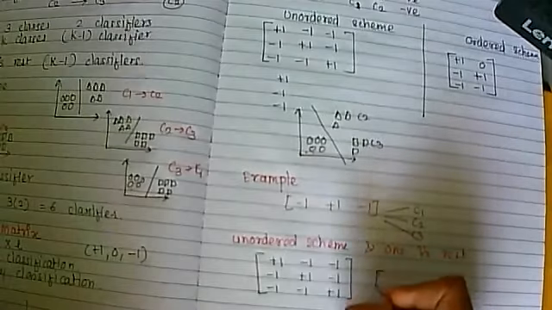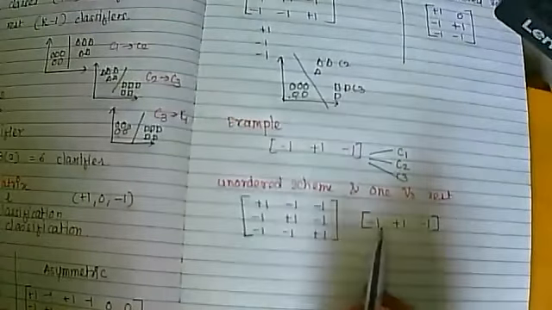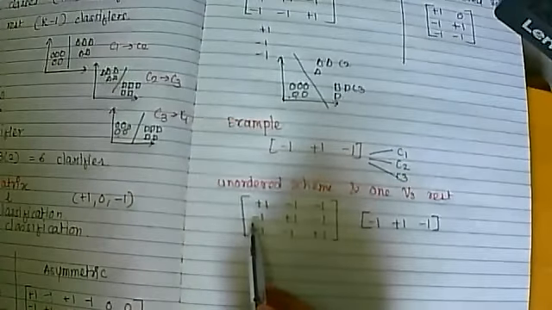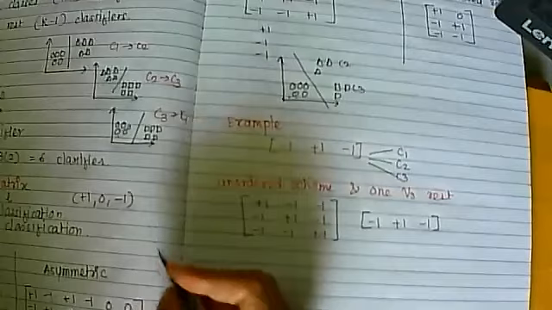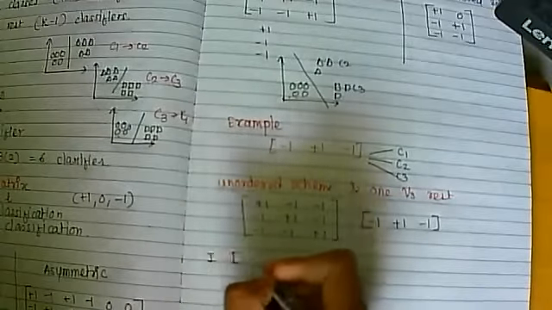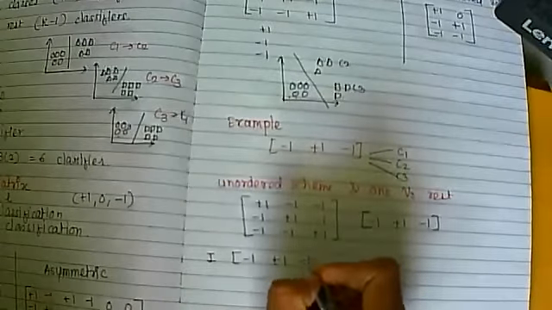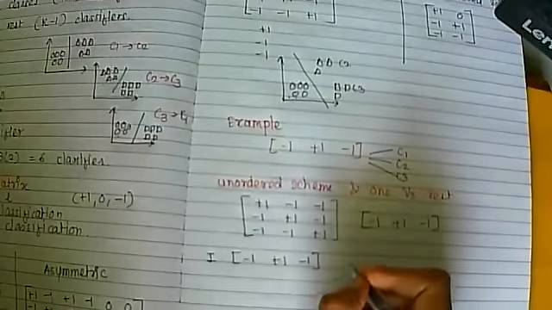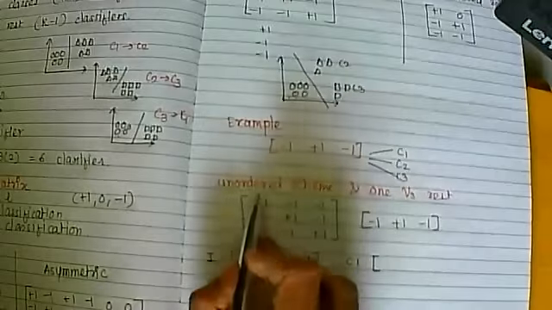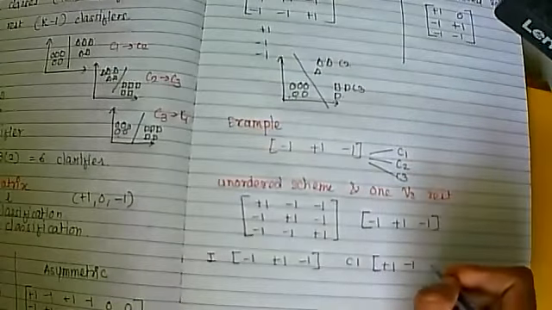Okay. And what is the instance given? -1 +1 -1. Now we have to compare this instance with the column matrix. How can we compare this instance with a column matrix? Check this carefully. The instance is -1 +1 -1. And what is column 1? Column 1 values are +1, -1, -1.